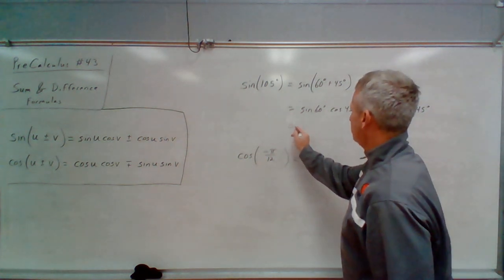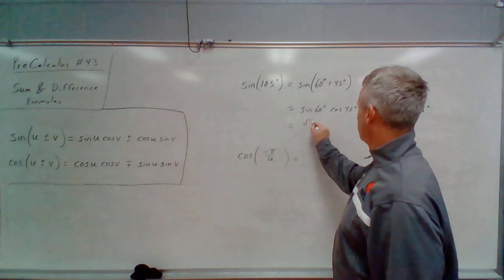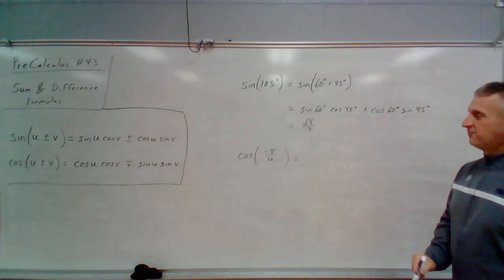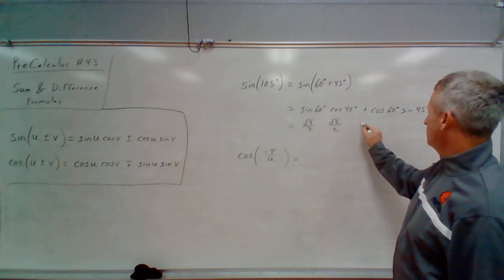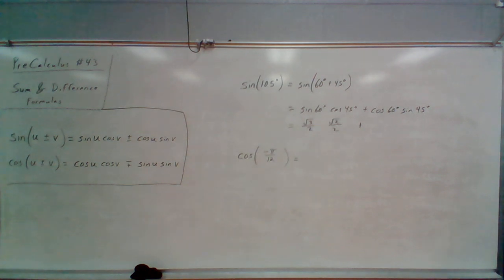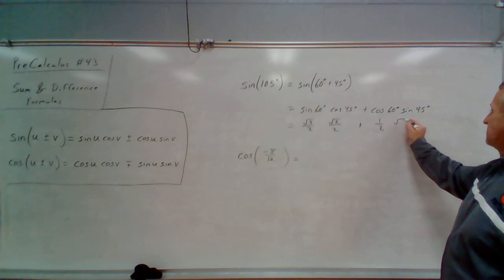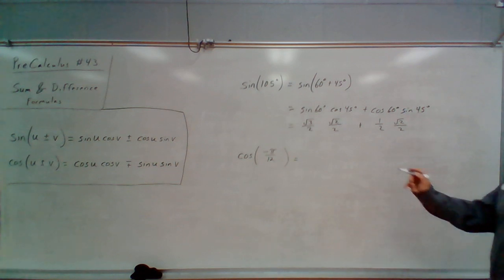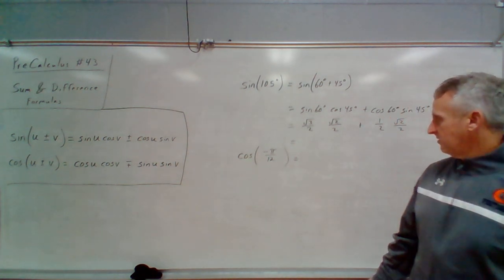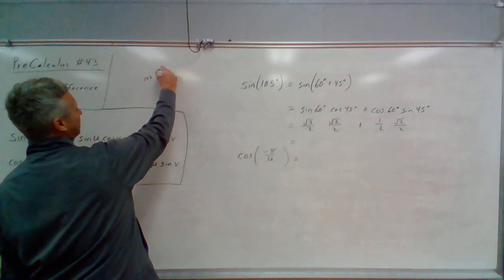All right, then the sine of 60 degrees is square root of 3 over 2. Cosine of 45 degrees is the square root of 2 over 2. Cosine of 60 degrees then would be 1/2. Sine of 45 degrees would be the square root of 2 over 2. Then all I have to do is multiply this stuff out. Let me move this down out of the way.